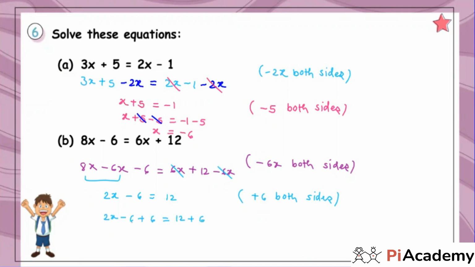Okay, very good. Now you can mute. You are absolutely correct. -6 plus 6 will get cancelled. It means 2x equals 18, and it's clear we don't want the 2 as well, okay?